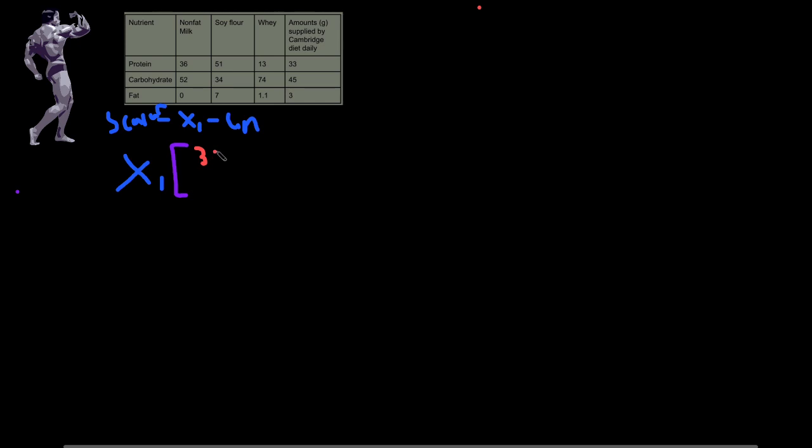Okay, great. Hopefully you thought about it and saw that in our table we have three main macros: protein, carbohydrates, and fat. These are going to be our vector values.